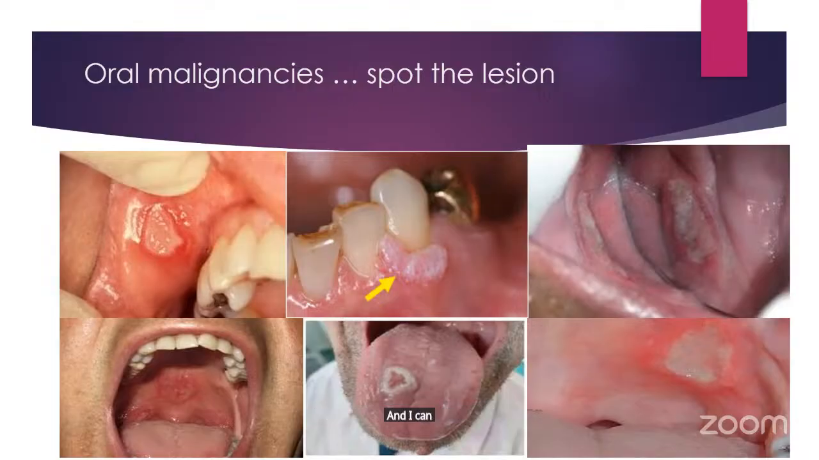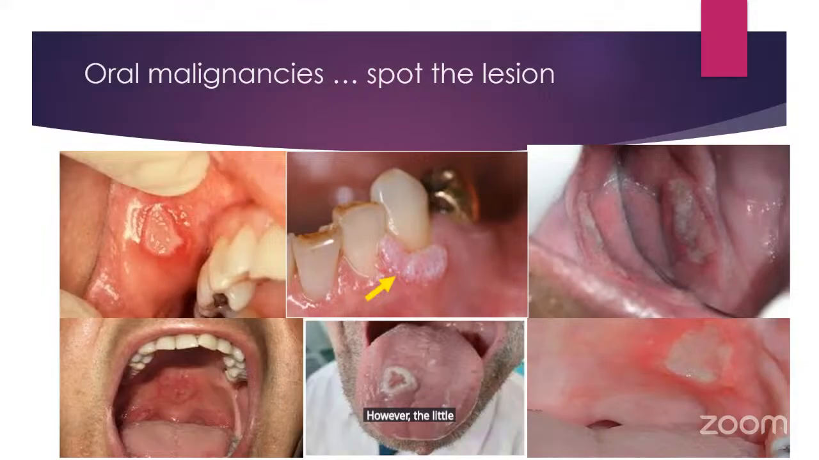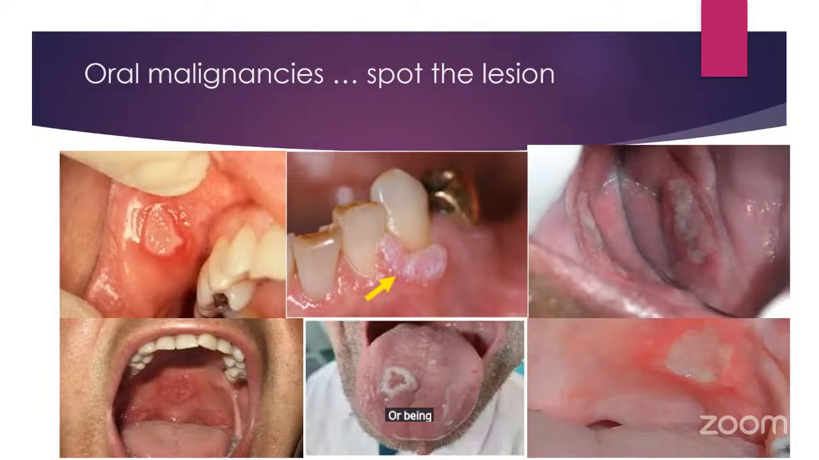And I can tell you that we said that the more ulcerated a lesion is, the more red it is, the more likely it is to be a cancer. However, the little gingival white patch is the only cancer in this lesion. So really, it's very, very hard to distinguish any lesion from being a cancer or not, or being higher risk for a cancer. So the other lesions here are recurrent oral aphthous ulceration in the first picture.